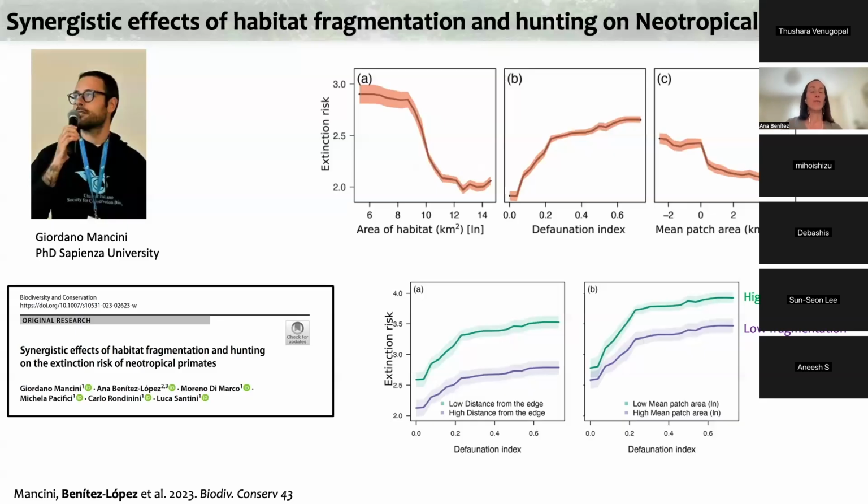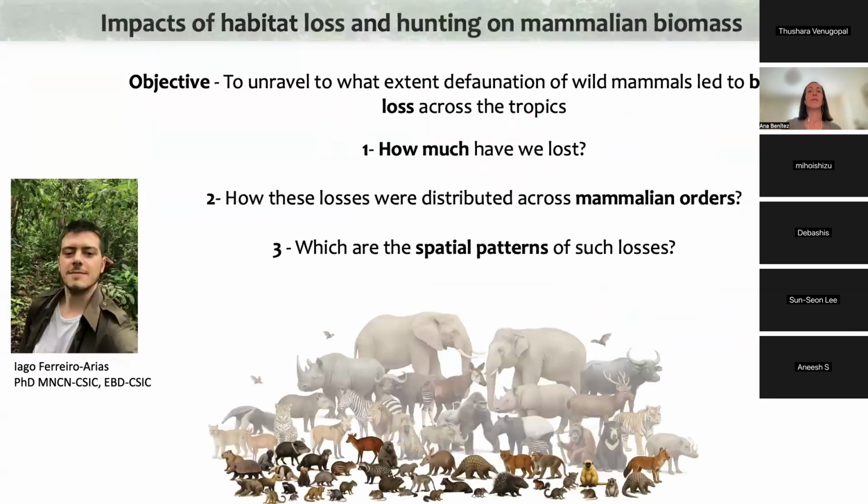Okay, and now I'm going to move to one of our last works that we're conducting in the lab. This is pretty brand new, it's not published yet. And this has been done with my PhD student, Iago Ferreira. And it's an idea that I had several years ago, and I discussed it with him. And he has done a very nice job pulling this together.